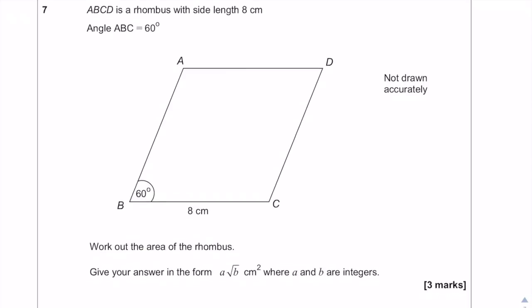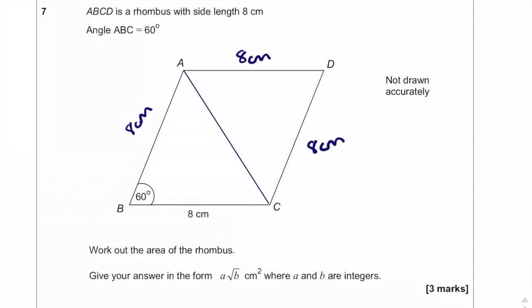Okay, so with a rhombus, we know that each of the side lengths are equal. So not only is the side length of BC going to be 8 centimetres, but AB will be 8 centimetres, AD will be 8 centimetres, and DC will be 8 centimetres. And what we could do is draw a line through AC which divides this rhombus into 2 triangles. This triangle ABC is actually an isosceles triangle because it has 2 side lengths which are the same.